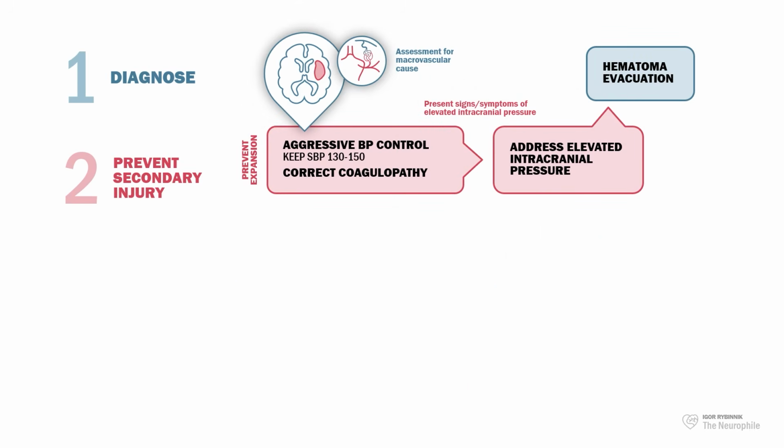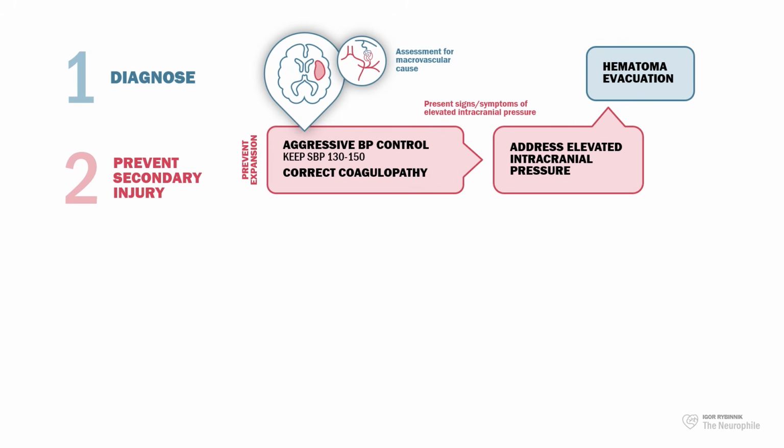Once a hemorrhage is diagnosed, the next goal in management is to prevent secondary injury. The main threat causing secondary injury is hematoma expansion, especially in the first 3 hours. There are two main strategies to prevent expansion: control the blood pressure and correct coagulopathy. Both of these interventions are medical, not surgical.